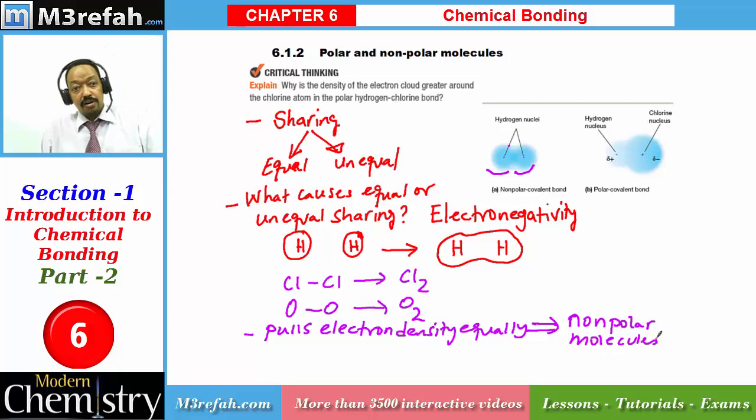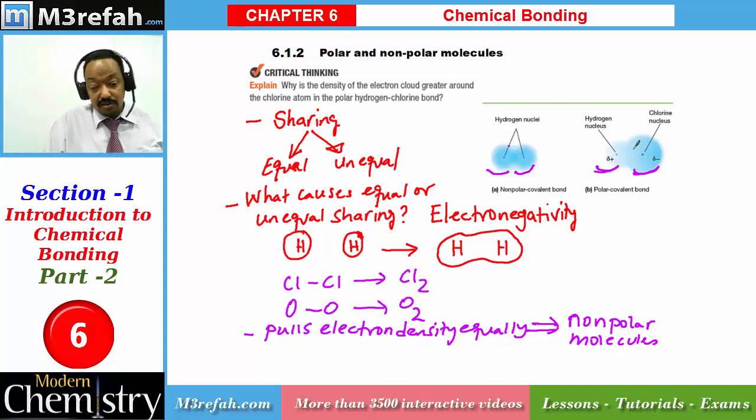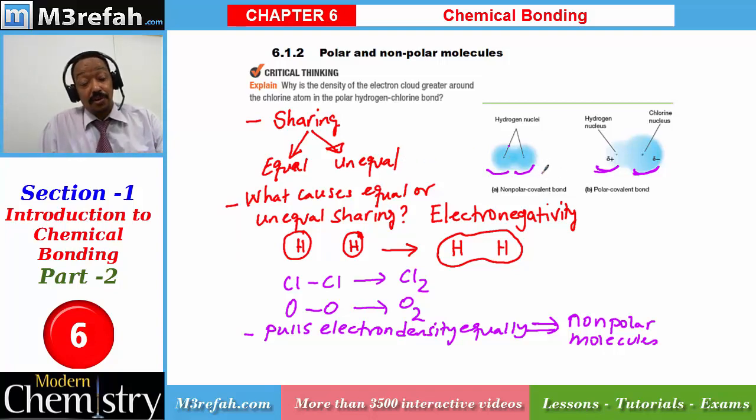What does it mean, polar? Polar means having two extremes, which means one region has very little electron density, and the other region has more and more electron density. From this picture, what we understand is that whenever we have non-polar molecules, the electron density is evenly distributed. As a result, the molecule is said to be non-polar.